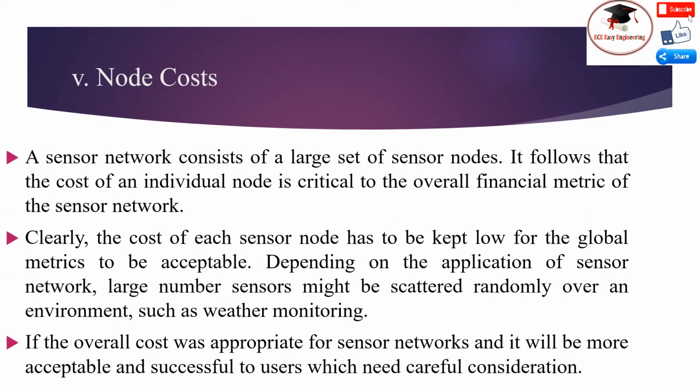Node cost. A sensor network consists of a large set of sensor nodes. It follows that the cost of an individual node is critical to the overall financial metric of the sensor network. Clearly, the cost of each sensor node has to be kept low for the global metrics to be acceptable. Depending on the application of the sensor network, large numbers of sensors might be scattered randomly over an environment such as for weather monitoring. If the overall cost is appropriate for sensor networks, it will be more acceptable and successful to users, which needs careful consideration.